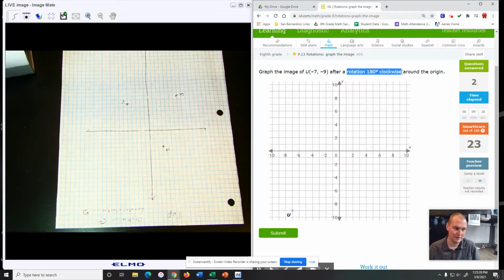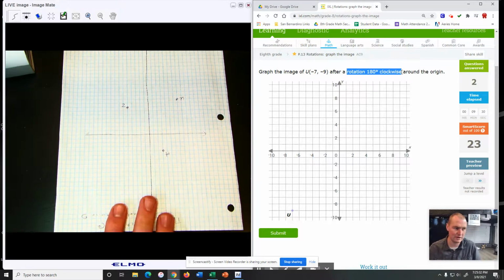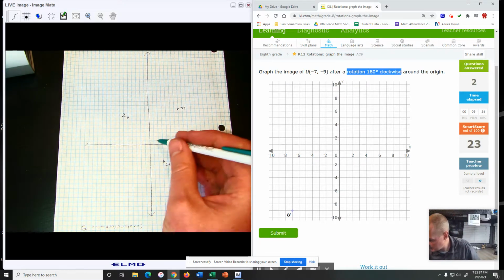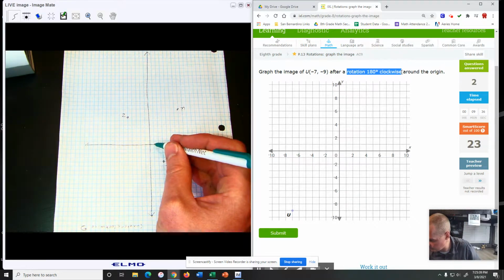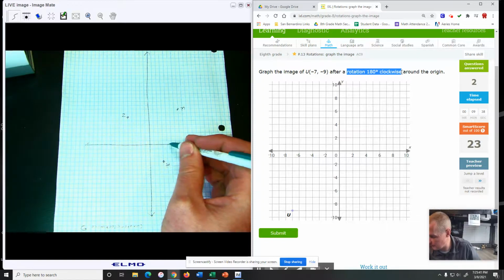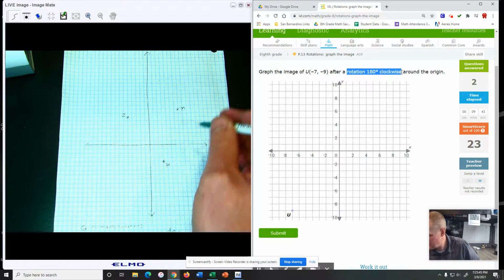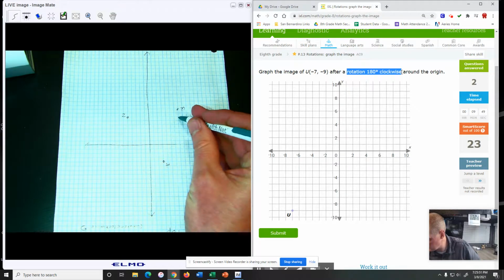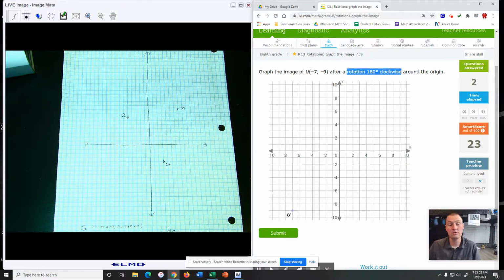So notice here, the top is now at the bottom of my paper. So that's 180 degrees. And U, where is it at? Counting to the right is positive. +1, +2, +3, +4, +5, +6, +7, and up 1, 2, 3, 4, 5, 6, 7, 8, 9. So the new location of U is at +7 and +9.